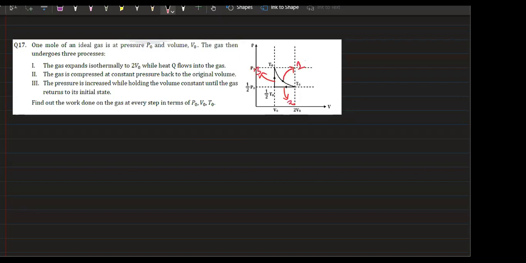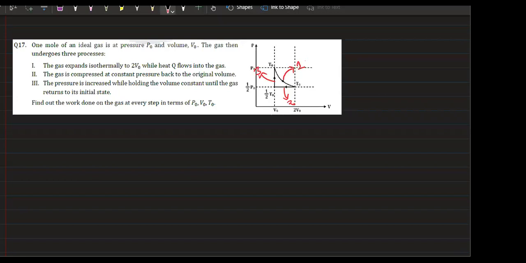Yes, very good. So path 1 is your isothermal process. It is already given. So you might be thinking, how can we say that it is isothermal? Why not adiabatic? It is given. It should always be given. Path 2 is your isobaric. Very good. And path 3 is your isochoric. So first we know that it is your isothermal, isobaric and isochoric process. Okay, right?